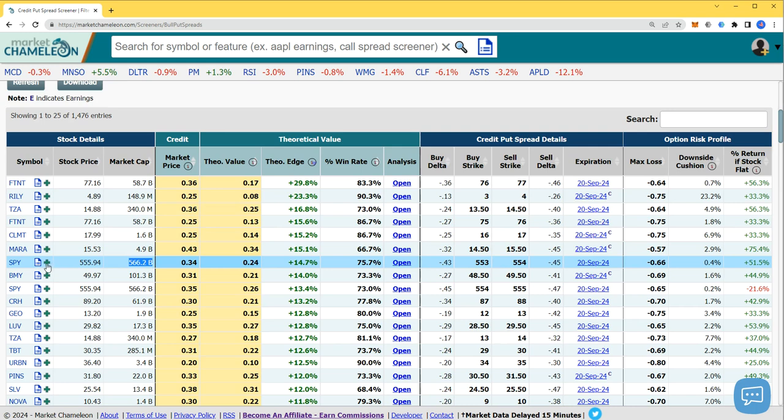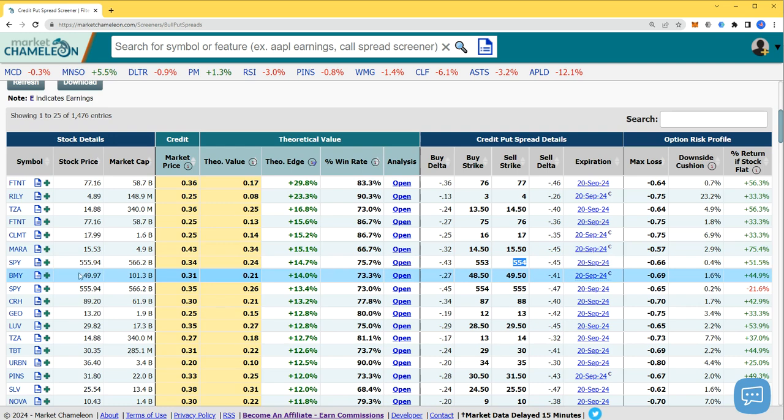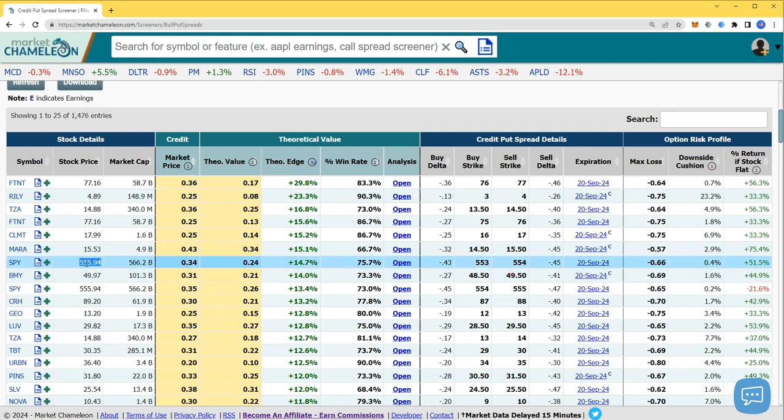We got the SPY, which is the ETF. Interesting. Price 555.9. What do we have here? For September 20, sell the 554, buy the 553. 14% edge. This is a bet that the SPY will stay the same. The price now is almost 556, and this is exactly what I'm talking about. If SPY goes up, you win. If SPY stays the same, you win because it's above 554. If it goes down all the way to 554.01, something like that, then you still win.